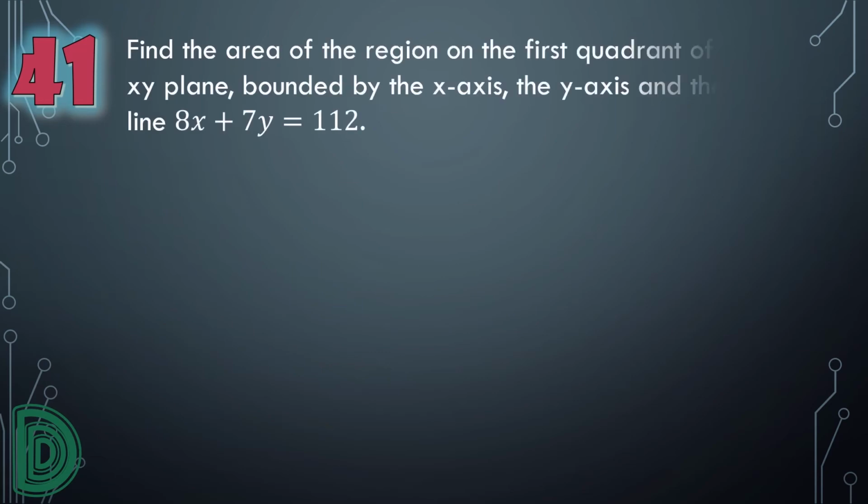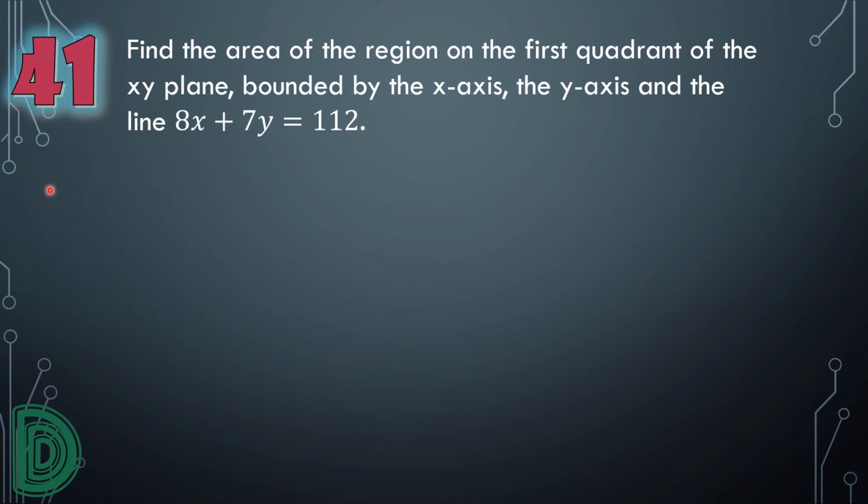41. Find the area of the region on the first quadrant of the xy plane bounded by the x-axis and the y-axis and the line 8x plus 7y equals 112.